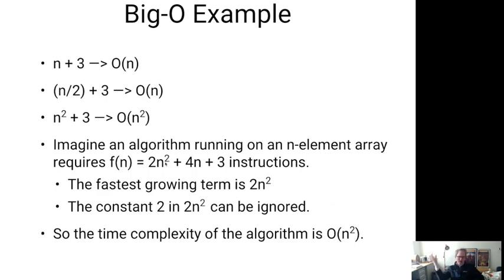So if you look at some algorithm that runs on some problem size n, some n element array, and say you do this pencil math and figure out it takes 2n squared plus 4n plus 3 instructions. The fastest growing term is the 2n squared, and you know that you can ignore the constant 2, so the time complexity of that entire algorithm is order n squared. As n gets really big, the only thing that matters is this first term, and the 2 doesn't matter because you can get rid of these constant factors.